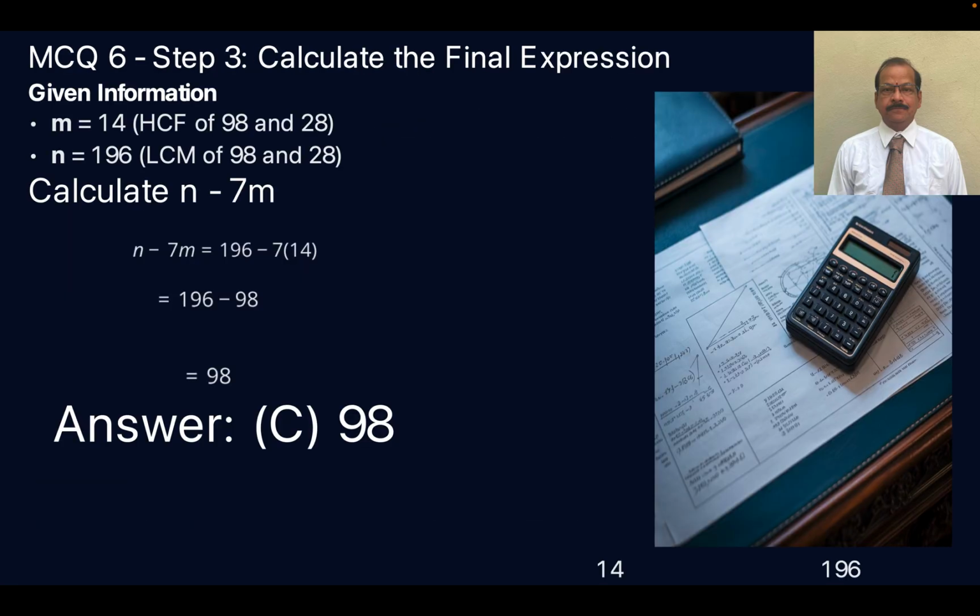Now, having obtained the values M and N, our job is to find N minus 7M. N minus 7M is equal to 196 minus 7 of 14, 196 minus 98. The value is 98. Therefore, the answer is option C, 98 is the correct choice.